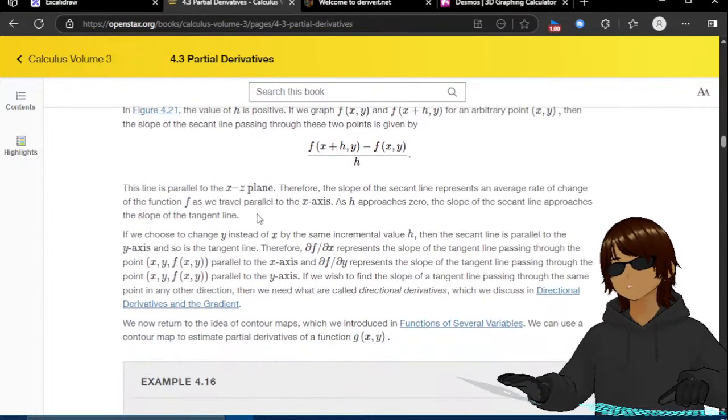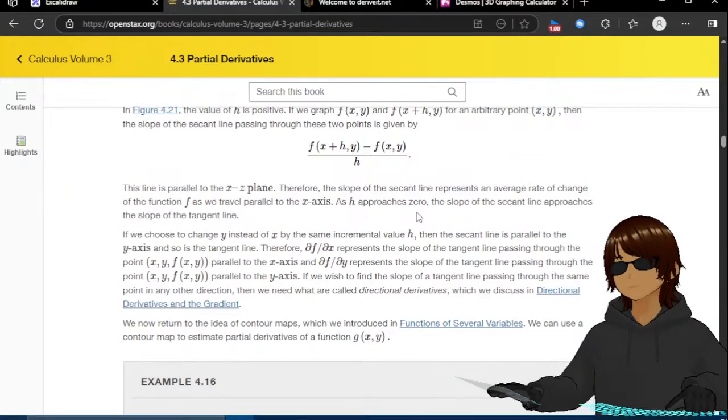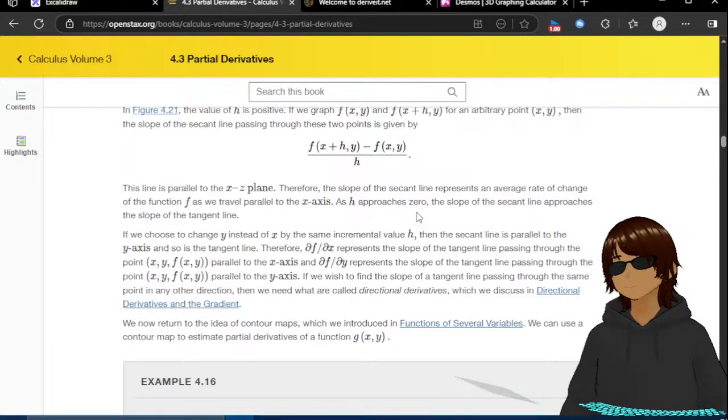If we change y instead of x by the same incremental value, then the secant line is parallel to the y-axis, and so is the tangent line. Therefore, the partial derivative of f with respect to x represents the slope of the tangent line passing through the point (x, y, f(x, y)) parallel to the x-axis, and the partial derivative of f with respect to y represents the slope of the tangent line passing through the point (x, y, f(x, y)) parallel to the y-axis.